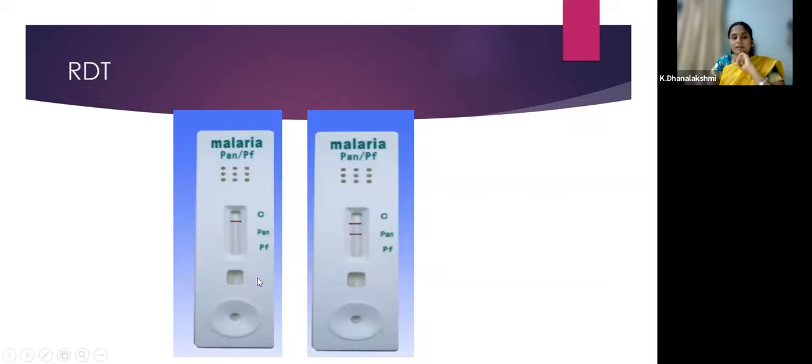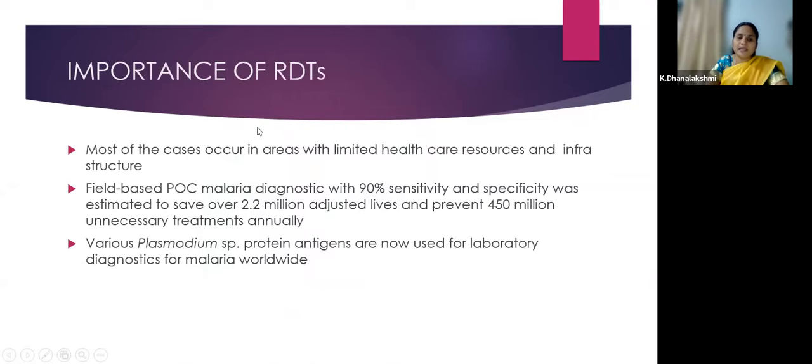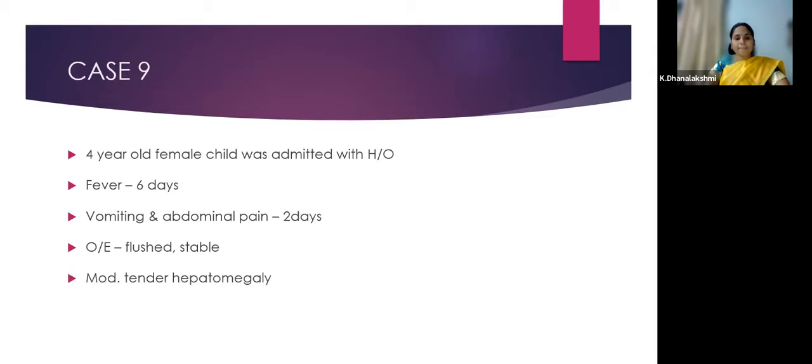So the main utility of RDTs in malaria: most of the cases occur in areas with limited healthcare resources. So the field-based point-of-care testing malaria diagnostics with 90% sensitivity and specificity of 92% is estimated to have saved 2.2 million lives. So WHO is strongly advocating the use of RDT in the diagnosis of malaria. Like malaria, we should have point-of-care testing for all the tropical diseases, then it will be very useful.